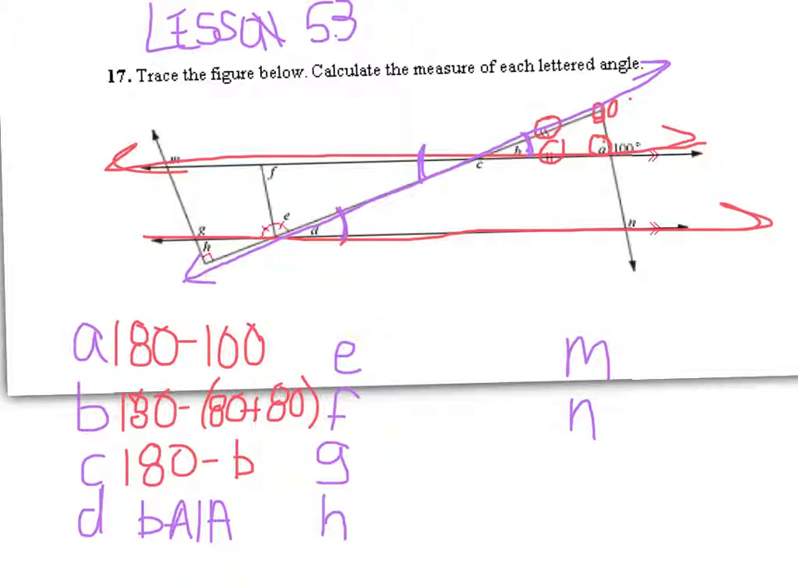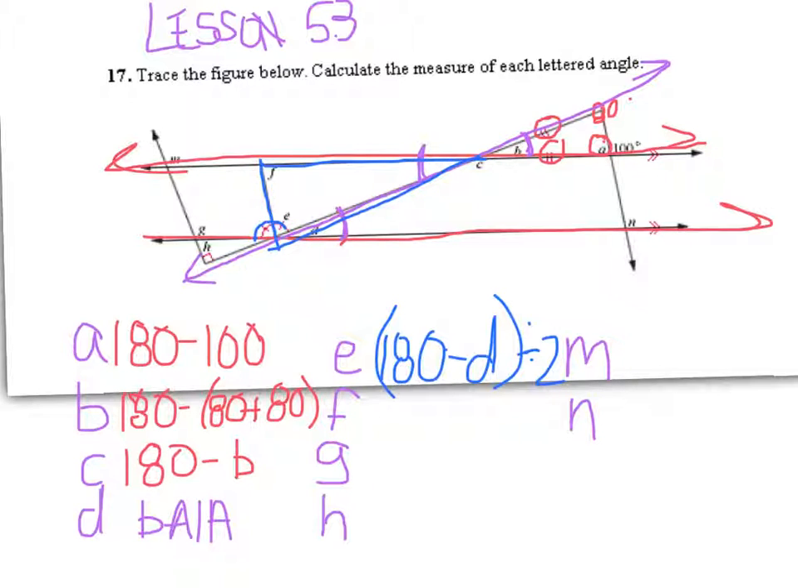Letter E is a linear pair with D. So if you take 180 minus D and then divide that by 2, that should give you the measure of angle E. F is part of this triangle, and now that you know both E and B, you should be able to find F by taking 180, subtract those two angles.